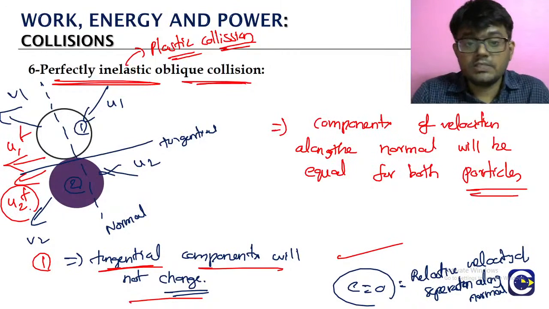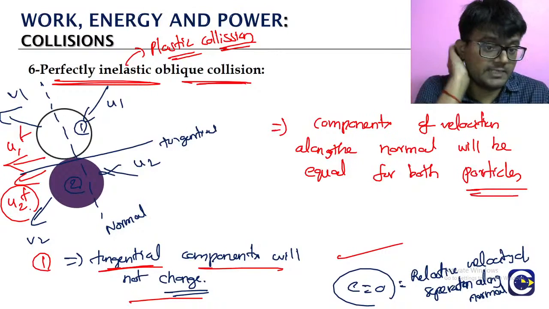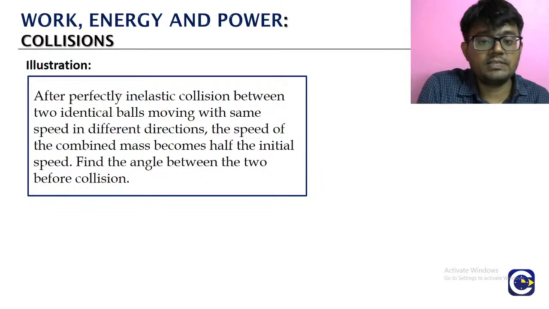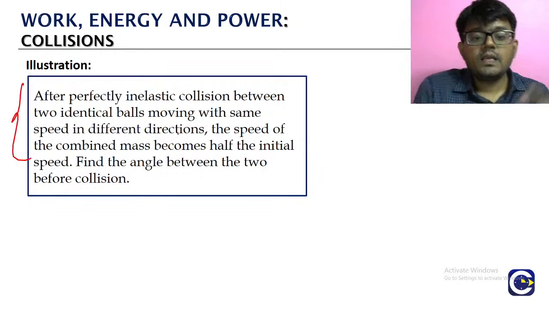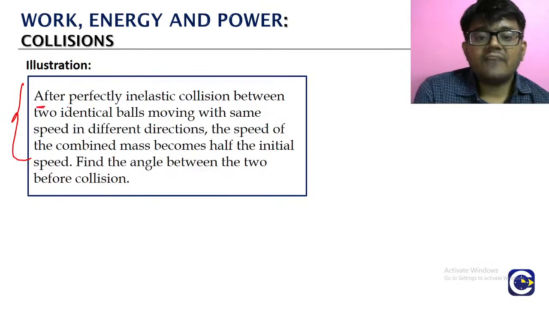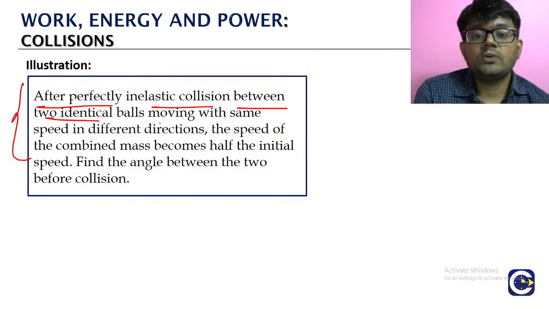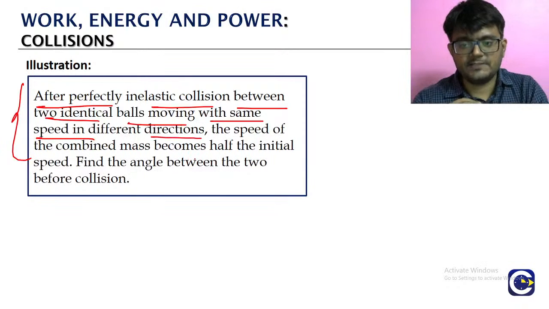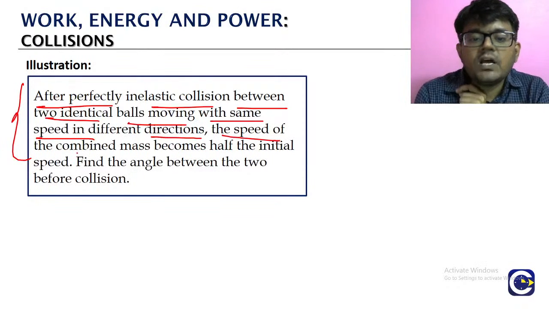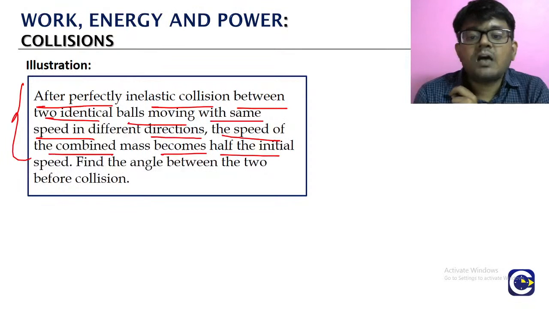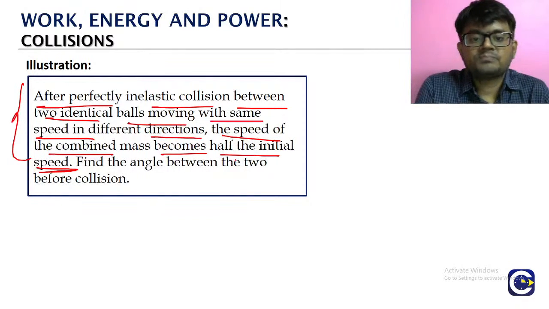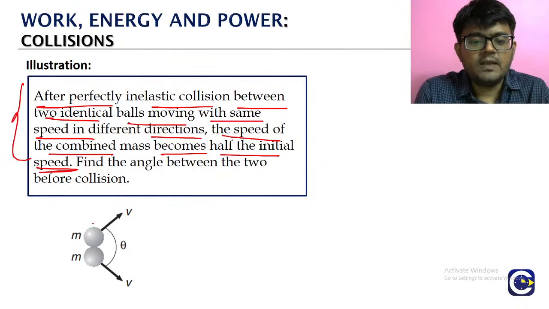So this is a very important theoretical question, and a lot of students keep asking about it. Now, what is this question? It is based on perfectly inelastic collisions. After a perfectly inelastic collision between two identical balls moving with the same speed in different directions, the speed of the combined mass becomes half the initial speed. This is a symmetrical situation. We are having two masses.